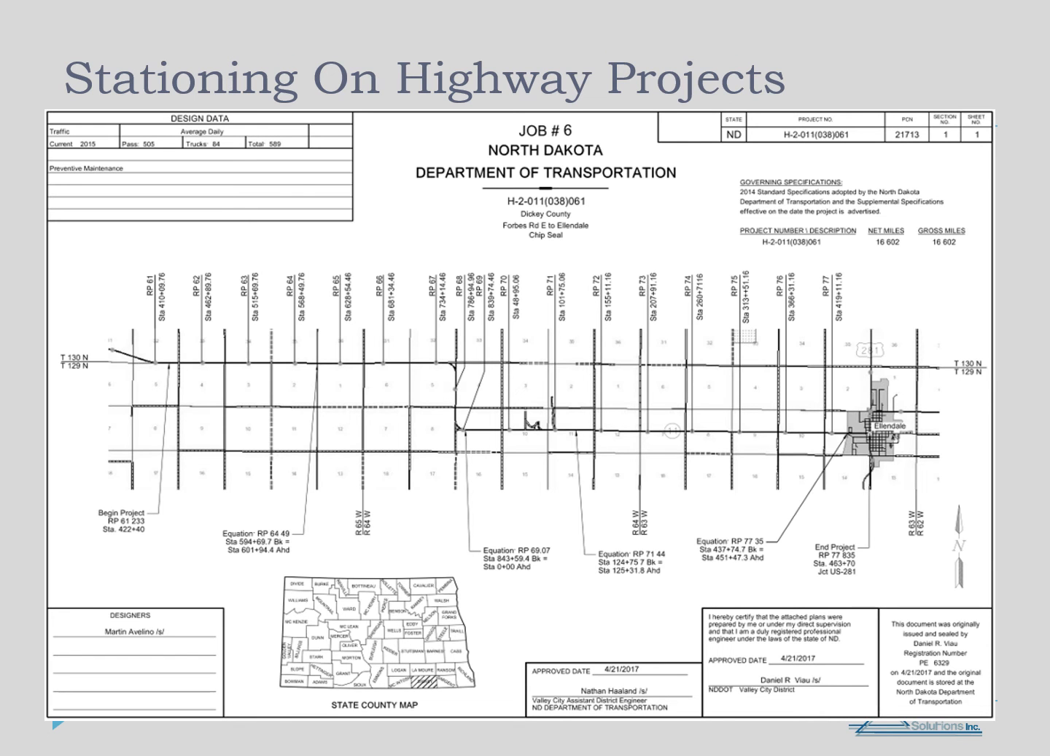This is an example of a highway project. We can see that the stations also have an RP next to them. This is called a reference point, and in many cases it refers to a mile marker.